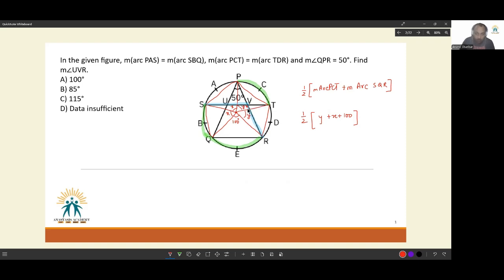Additionally, know this, angles around the point add up to 360. 2x plus 2y plus 100 is equal to 360, or 2x plus 2y is equal to 260, or x plus y is equal to 130. That enables us to get the measure of y plus x here. So we get half of 130 plus 100, or the final answer being half of 230, which is equal to 115 degrees. Option C is the right answer.